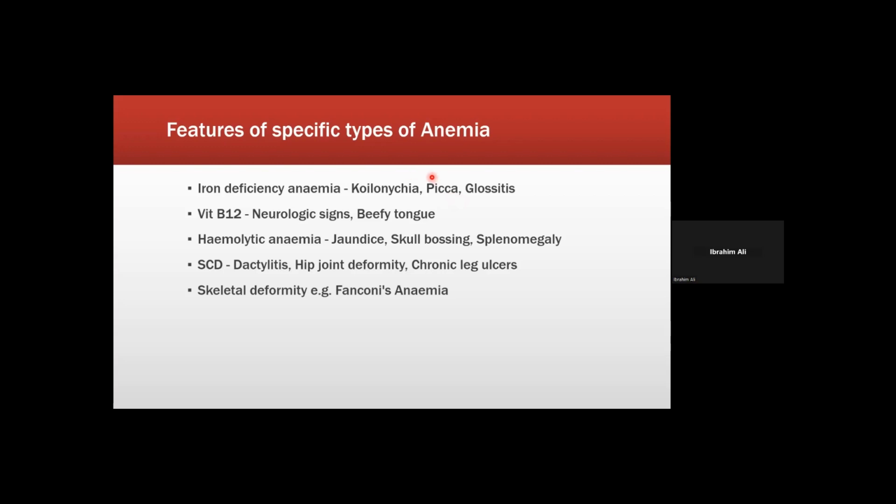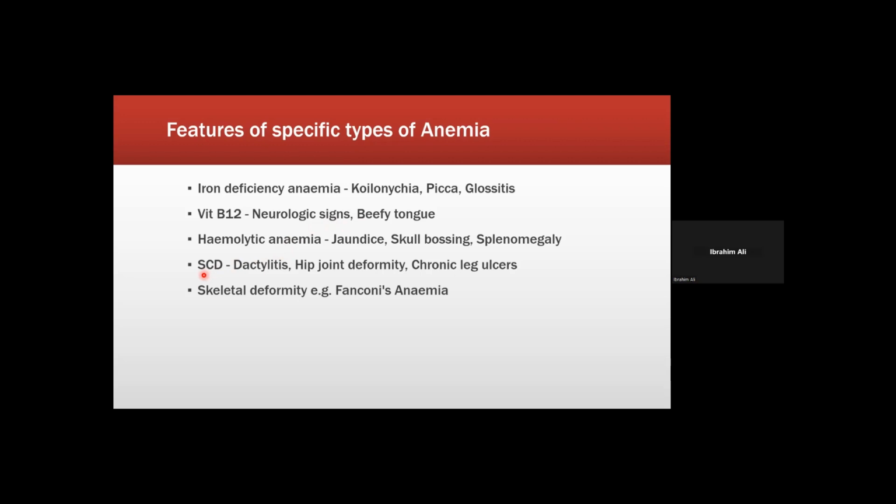In the case of vitamin B12 deficiency, we have neurological signs like peripheral neuropathies. Sometimes the patient experiences ataxia, and they can also present with beefy tongue. For hemolytic anemia in general, they can present with jaundice, scleral icterus, and splenomegaly. I will show you some pictures of what scleral icterus is, how it looks, beefy tongue, how it looks, and so on.